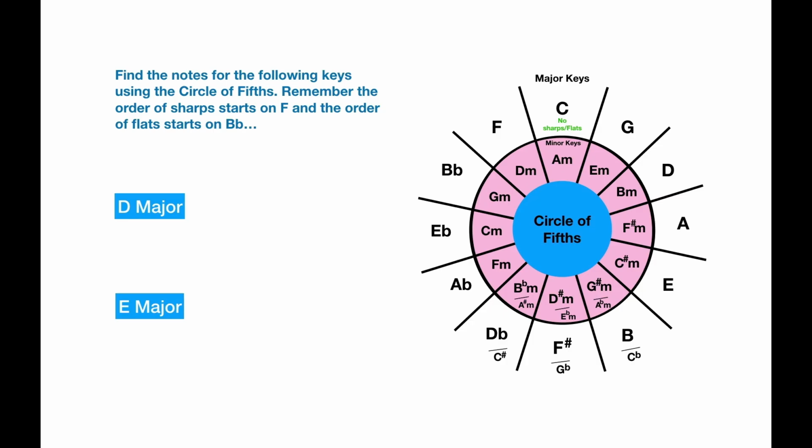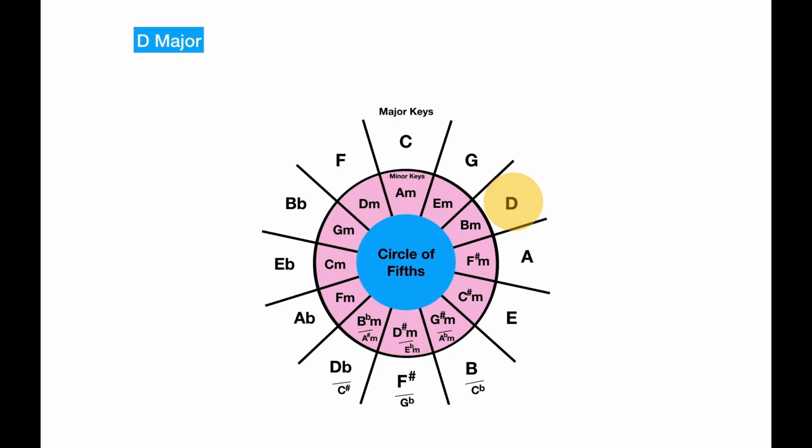In today's exercise, I've given you 2 more scales to find the notes for using the circle of fifths. So we've got the D major and the E major. Starting with the D major, we find the D from the outer circle and then we write down the 7 notes of the D major, which will be D, E, F, G, A, B and C.